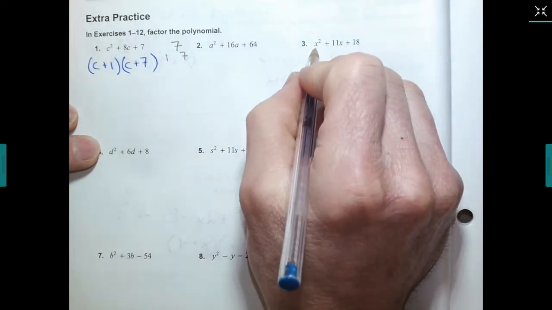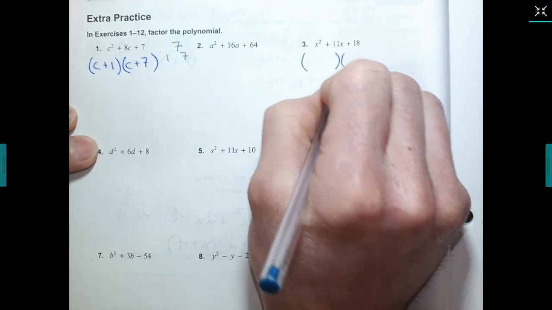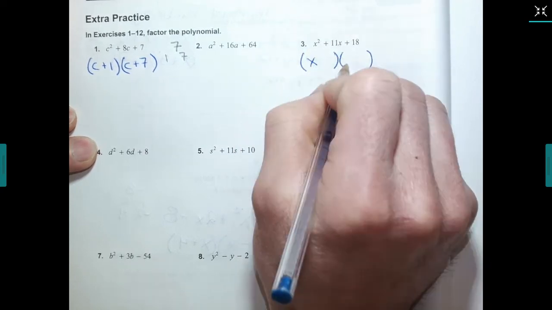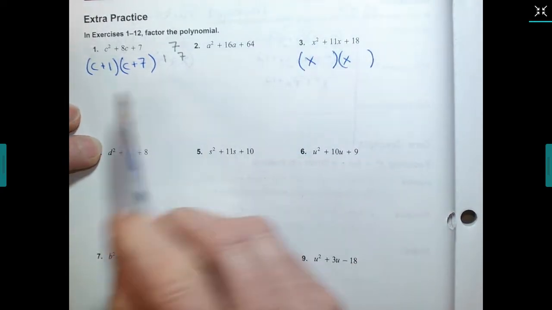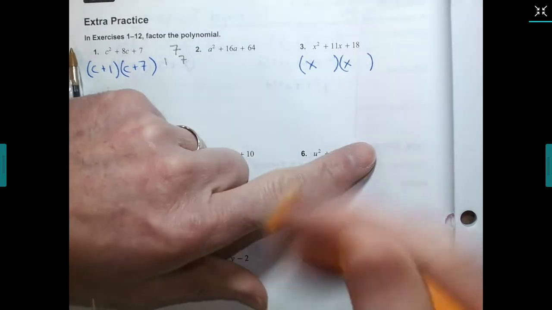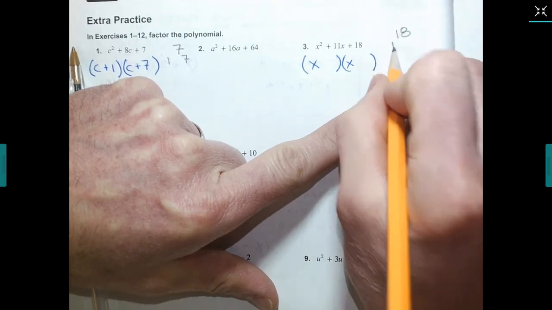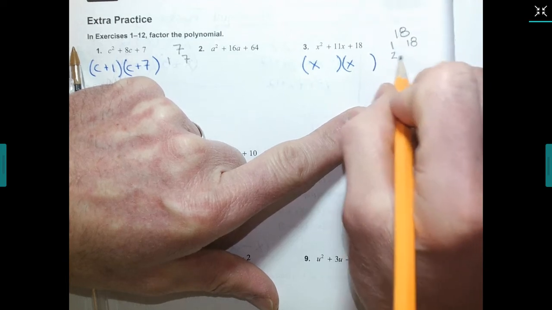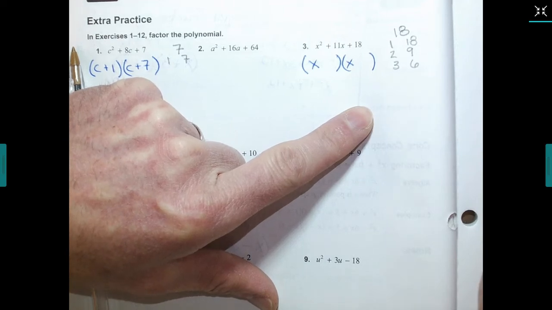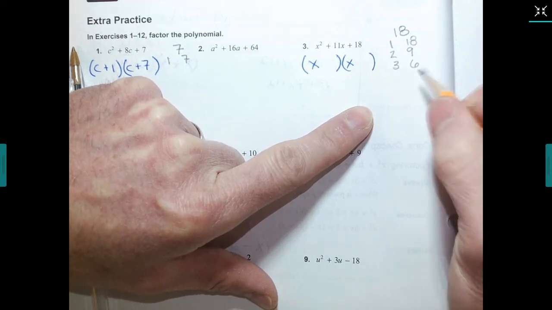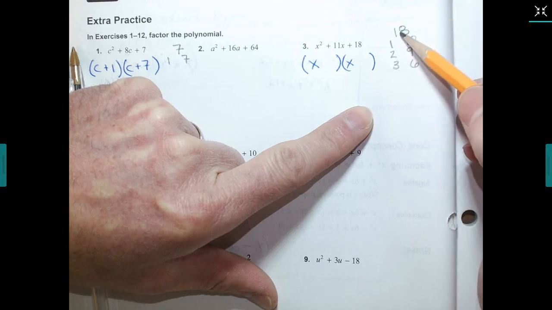All right, so x squared plus 11x plus 18. I know I have x times x because I get an x squared. So I look for my factors of a positive 18. So I have 1, 18, 2, 9, 3 times 6, 4, 5, 6 times 3. So there are all my factor pairs of 18.